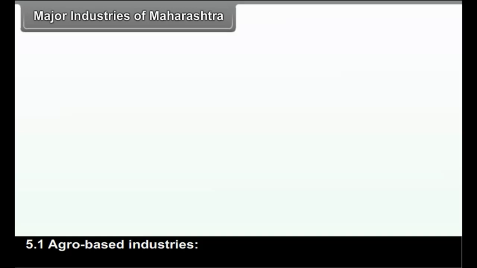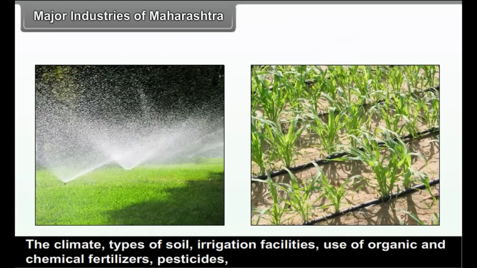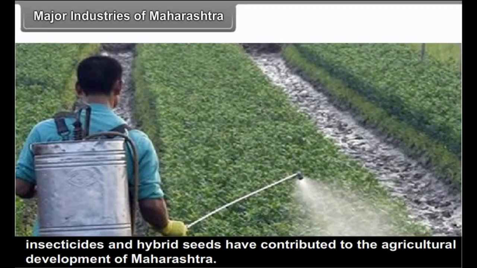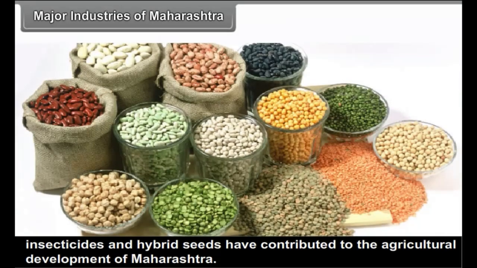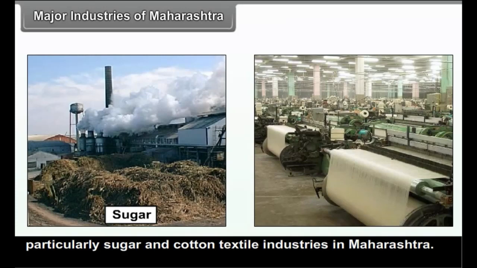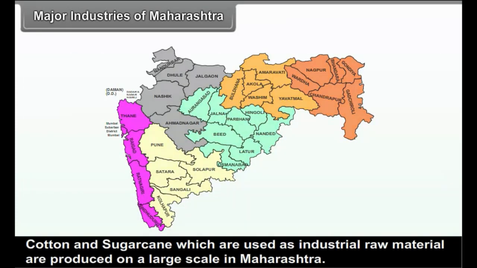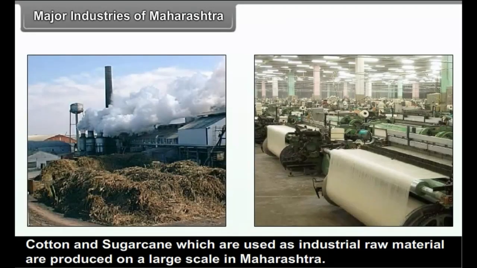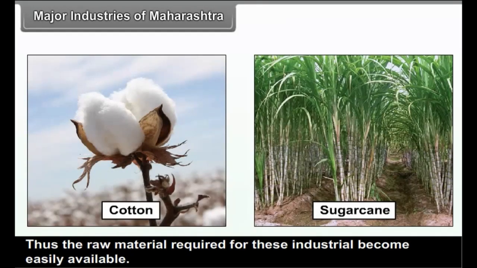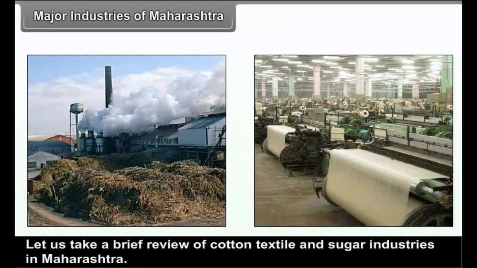Major industries of Maharashtra. 5.1 Agro-based industries. The climate, types of soil, irrigation facilities, use of organic and chemical fertilizers, pesticides, insecticides and hybrid seeds have contributed to the agricultural development of Maharashtra. These resulted in increased agricultural produce which led to the growth of agro-based industries, particularly sugar and cotton textile industries in Maharashtra. Cotton and sugarcane, which are used as industrial raw materials, are produced on a large scale in Maharashtra. Thus, the raw material required for these industries becomes easily available. Let us take a brief review of cotton textile and sugar industries in Maharashtra.